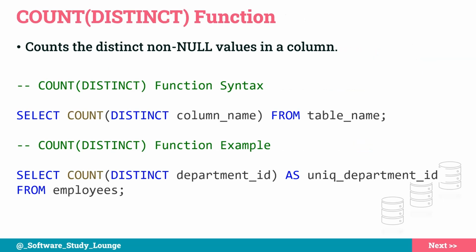Next one is the count distinct function. It counts the distinct non-null values in a column. So: select count distinct column name from the table name. An example is select count distinct department ID as unique department ID from the employees.